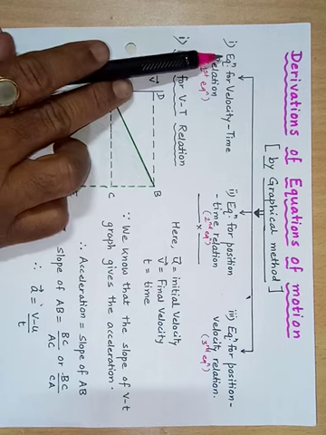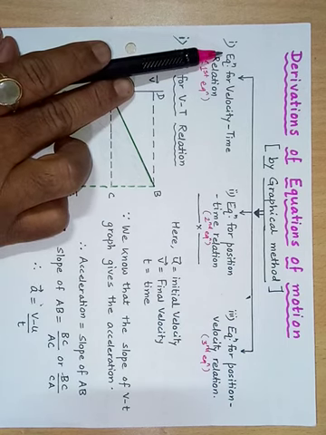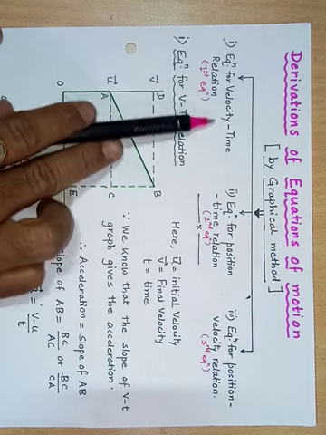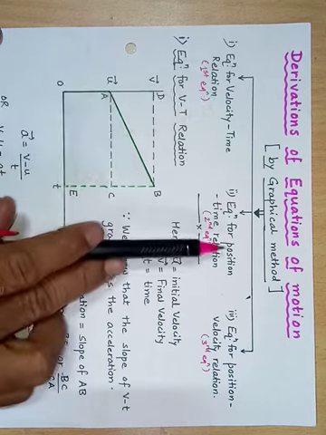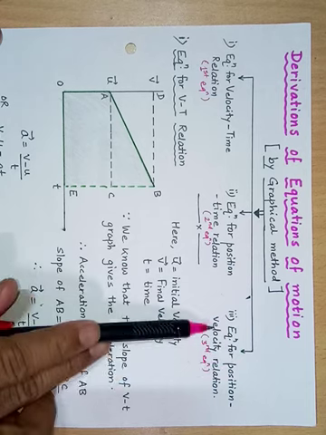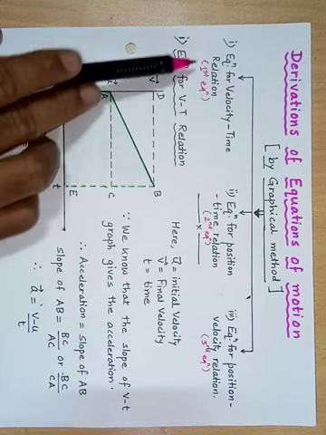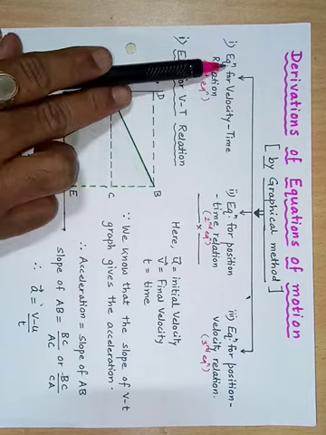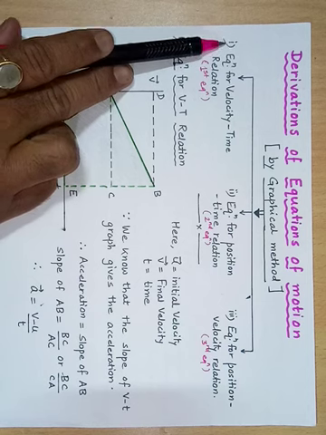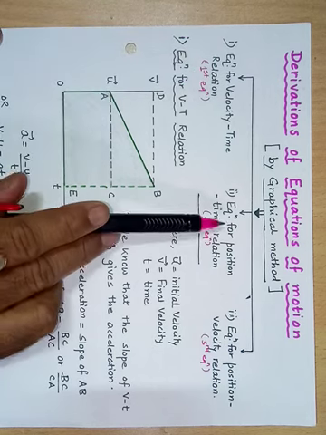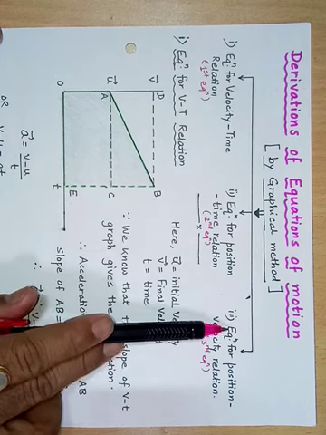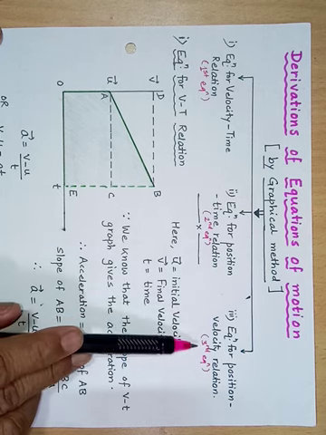So here, in three ways, we are going to determine these three equations of motion with the help of these graphical methods. Number one is the equation for velocity and time relation. Second is the equation for position and time relation, and third is the equation for position and velocity relation. The first method will give us the first equation of motion, the second method will give us the second equation of motion, and the third graph will give us the third equation of motion.